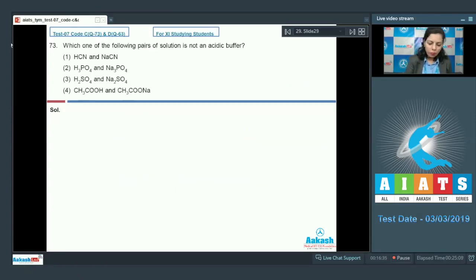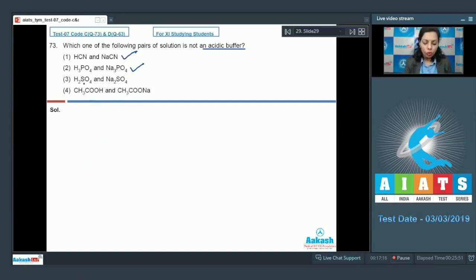After that, question number 73. Which one of the following pairs of solution is not an acidic buffer? How is it prepared? It is basically a mixture of a weak acid with the salt of that weak acid with a strong base. Then the mixture of these two is termed as acidic buffer. We need to just check the options here to find out the correct one. HCN, weak acid, NaCN, the salt of this weak acid HCN with NaOH, a strong base. It means it is an acidic buffer. Further, H3PO4, weak acid, salt of this weak acid with NaOH is Na3PO4, that's why it is also an acidic buffer.